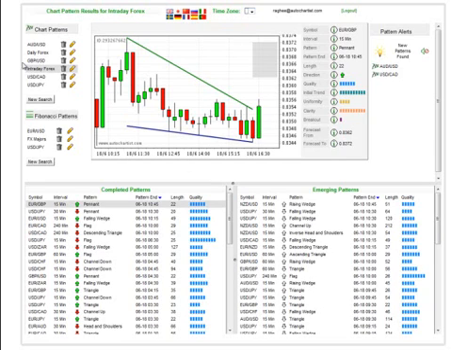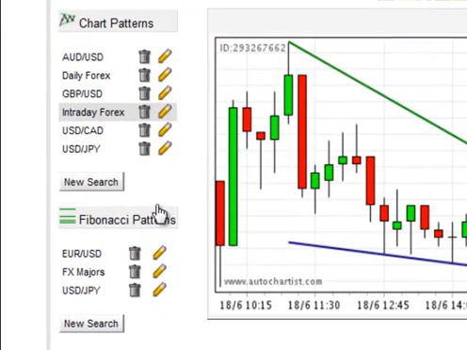Let's move on to a very important section, which is the chart pattern search and the Fibonacci pattern search area. While we will have future video dedicated to customizing your own search, this is the area where you can specify or utilize the default searches that are built in the Autochartist platform, or customize your very own based upon time frame, based upon the actual pattern, and a number of other criteria. The same can be said for the Fibonacci patterns.